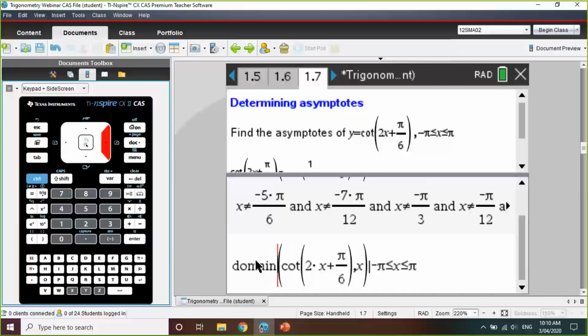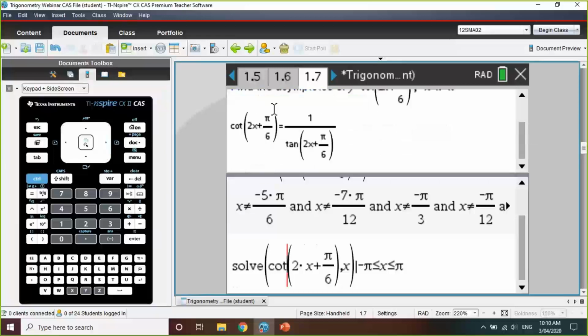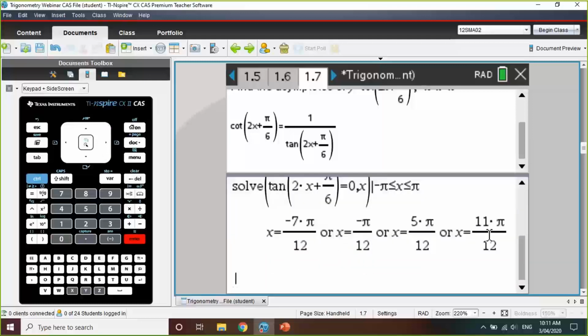And what we're actually going to do is rather than solving the cot function, we can express cot as 1 over tan. Now, to get our asymptotes, they're going to occur when our tan function hits the x-axis, so when these have a y value of 0. So it's going to be undefined when tan is equal to 0. So we can solve tan equal to 0 for the exact same domain. And then now our asymptotes are expressed as equal signs.